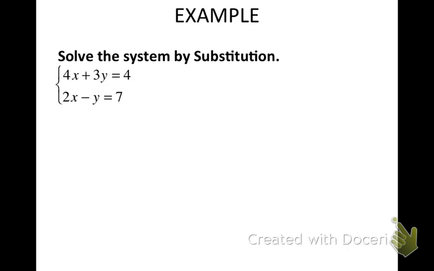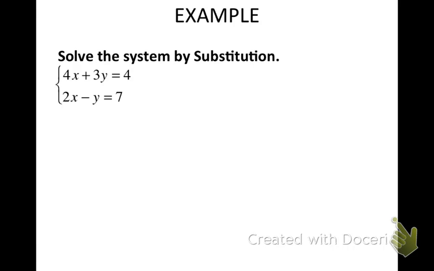2x minus y equals 7. What do we think the best option for a variable would be to get by itself? Y. Why? Because the 2x minus y, it'd be easy to do that. What's the coefficient on the y in the second equation? -1. So am I going to have to do any dividing and make fractions?